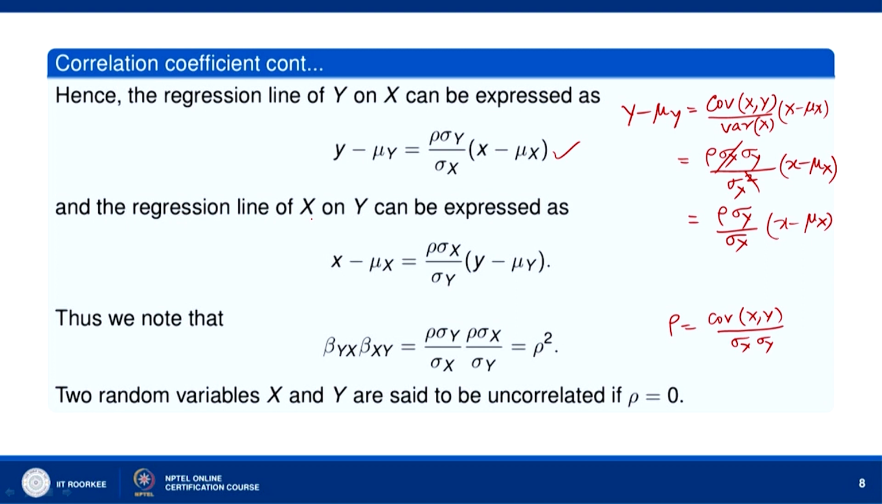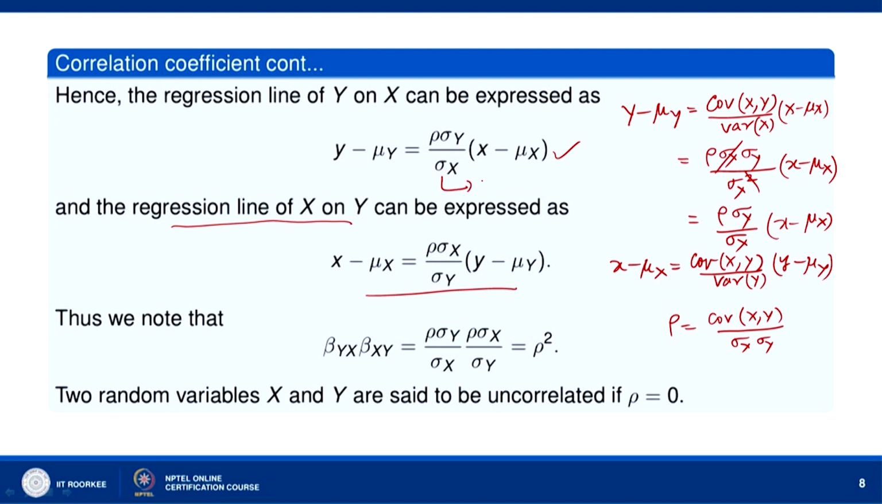In a similar manner, we can express the regression line of x on y in terms of rho. We have x minus mu x equal to covariance of x y divided by variance of y into y minus mu y. So, when you put rho times sigma x sigma y for covariance of x y and divide by sigma y square, what you get is rho into sigma x divided by sigma y. So, we get x minus mu x equal to rho into sigma x divided by sigma y into y minus mu y. Thus, we note that this is beta y x.